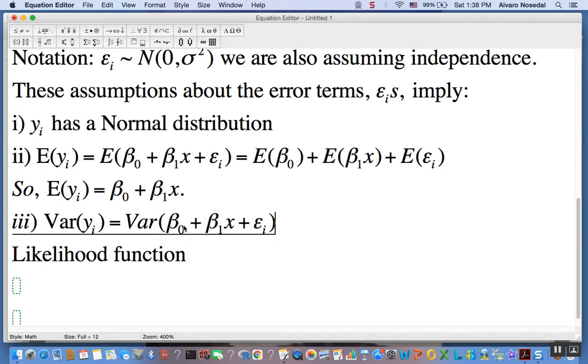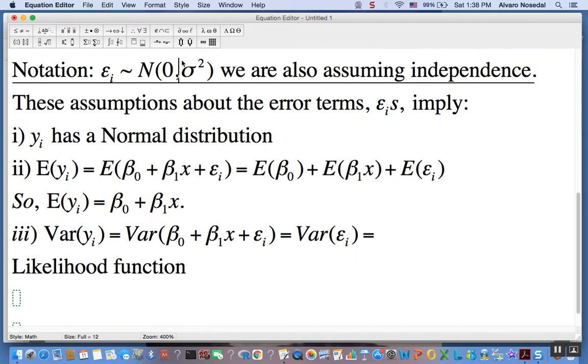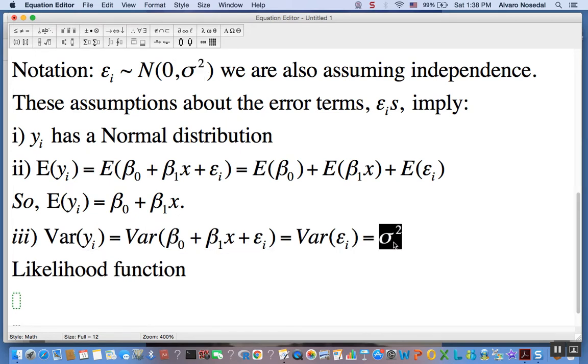But this is a constant. The variance of a constant is 0, and a constant is going to be independent of this guy, so it's going to be just the variance of the epsilons. And by assumption, the variance of the epsilons is sigma square. Make sense? Okay.